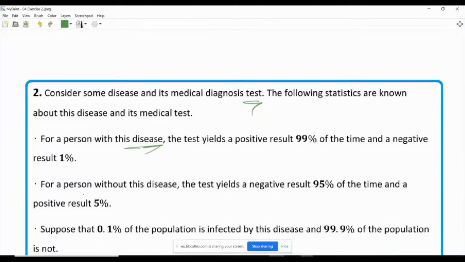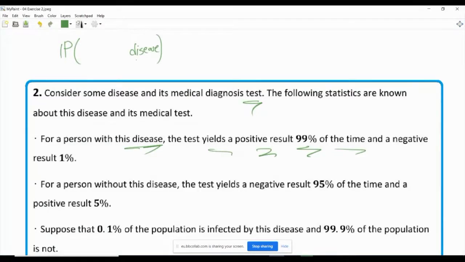If a person has the disease, the test yields a positive result 90% of the time and a negative result 1% of the time. So what does this mean? Someone has a disease.